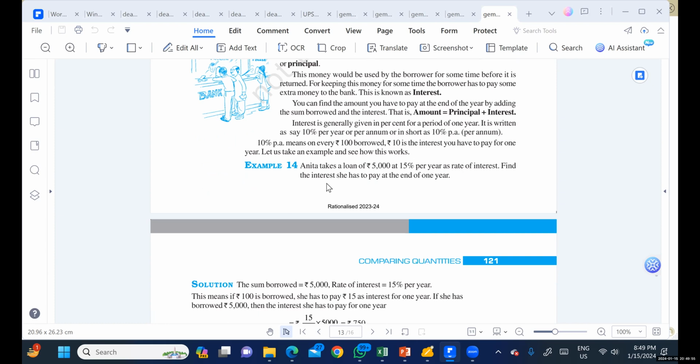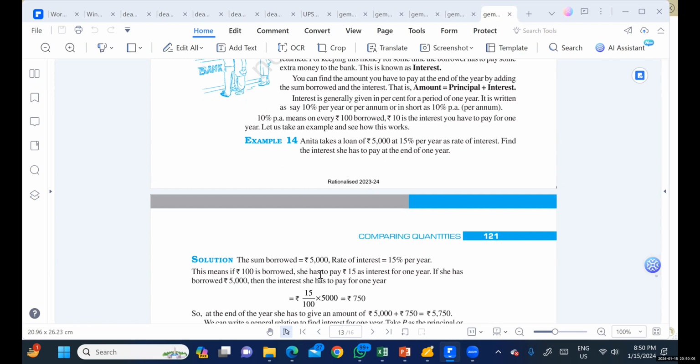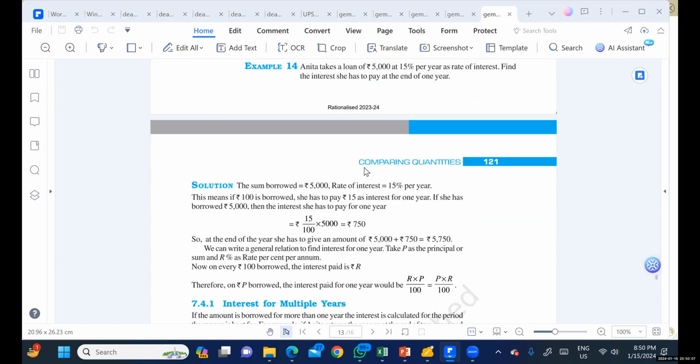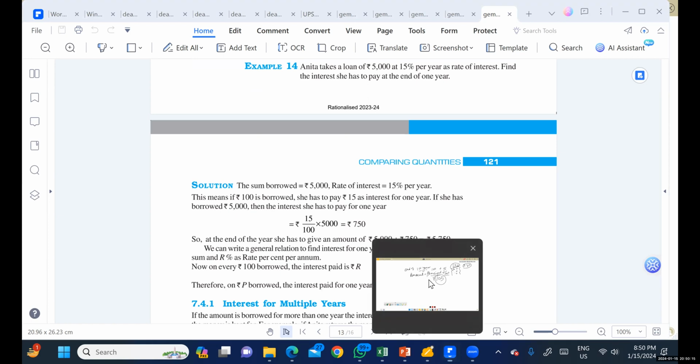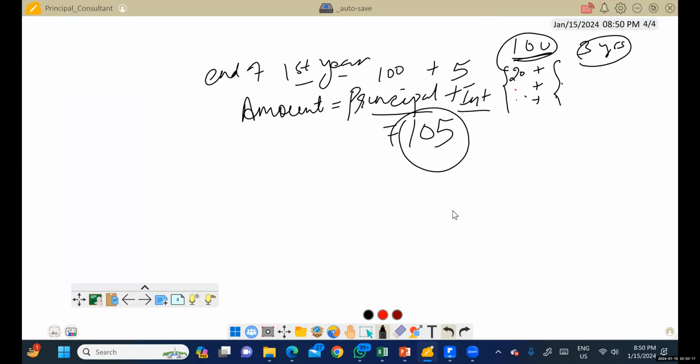So let's see. Anita takes a loan of 5,000 at 15% per year as the rate of interest. Find the interest she has to pay. That's a very simple thing. Okay. So this is a very simple calculation. Rate of interest is 15% per year. So how much will she pay at the end of the year? This is just a percentage. So now, in fact, we are learning percentage.